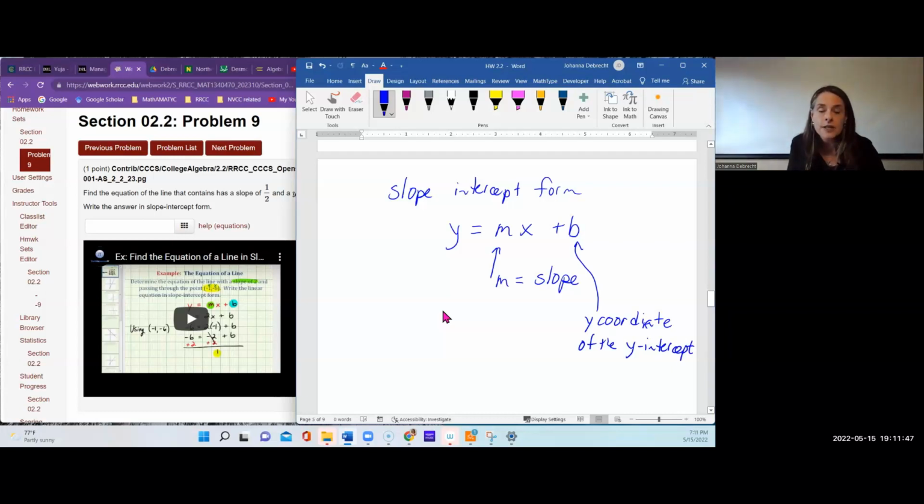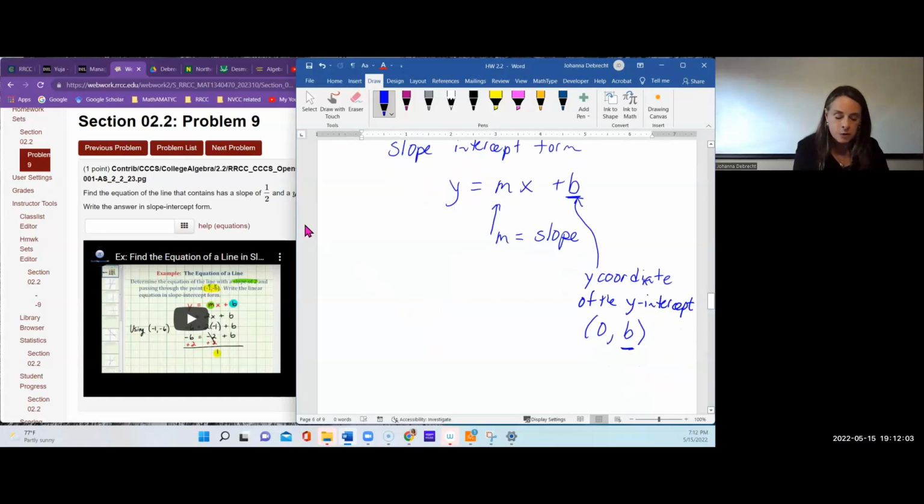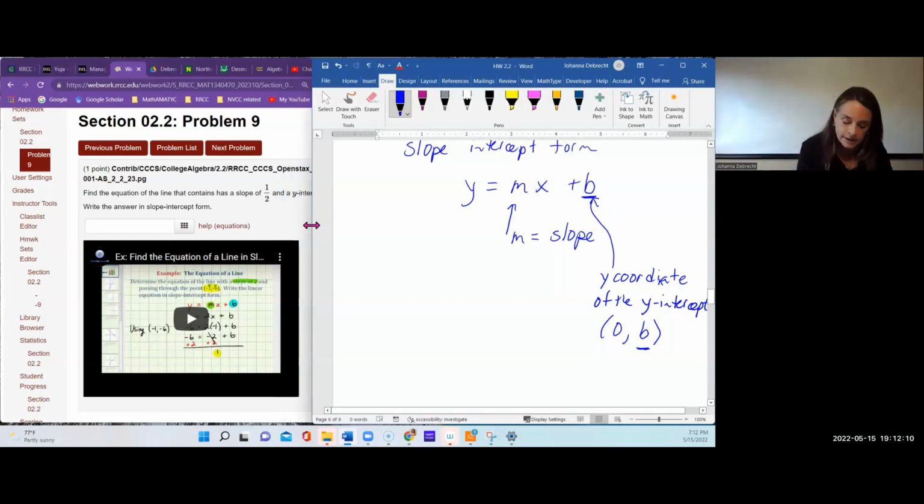On the y-intercept, x got the ball, so x is 0. So we have some ordered pair, 0, b. This number here becomes this number here. When we're writing it then, to write the equation in slope-intercept form, we simply have to take the slope and multiply it by the variable x.